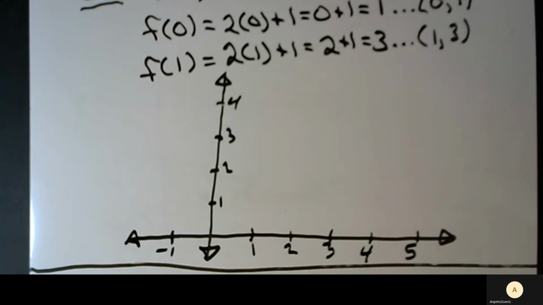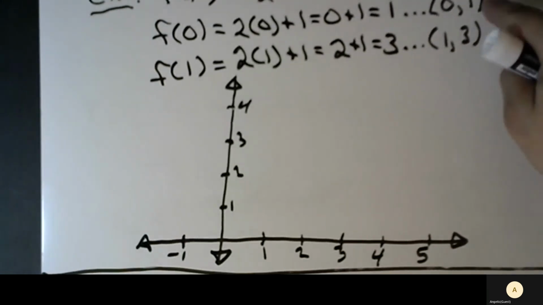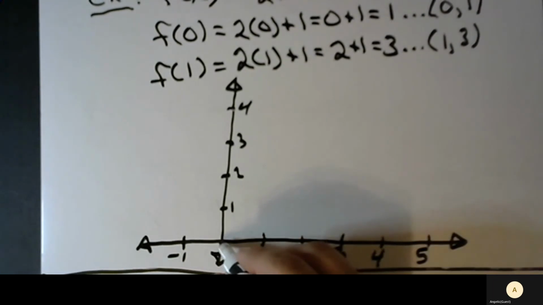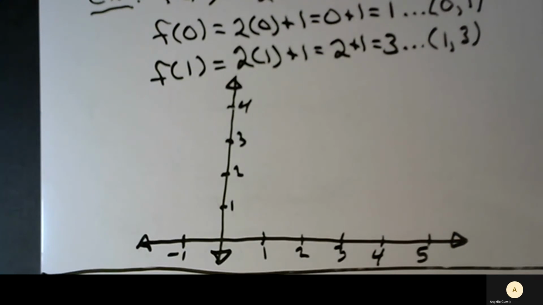Now, to graph these points, we have 0 and 1. So we start at the origin, and we go to x is 0. Well, that's right here at the origin to begin with. Then we go up to y is 1. It's going to put us up here. I'm going to grab a different pen here for that.